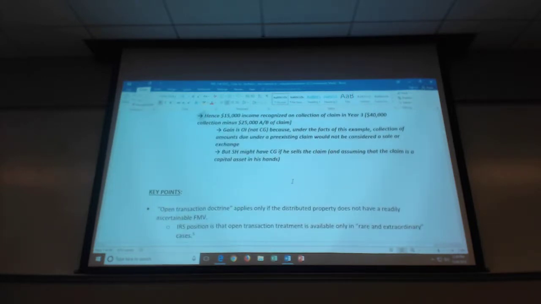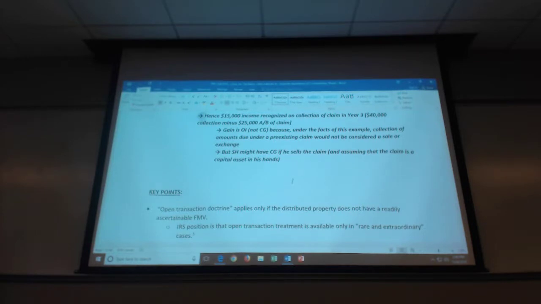I have a question. Yes? How do we know when the open transaction doctrine applies or not? That's a great question, and I actually have a problem for a client in my office at this very moment where we are about to research that issue. It's a very fact-intensive inquiry. It's not in the code or the regs. It's been addressed in court cases and a handful of revenue rulings dating back the last 50, 75 years.